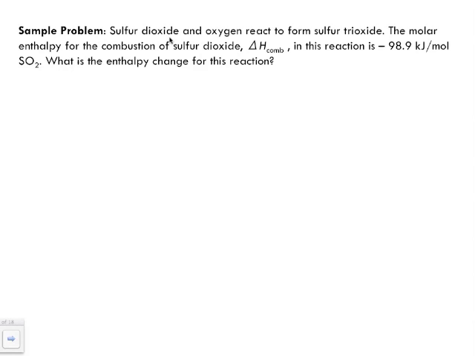Sample problem. Sulfur dioxide and oxygen react to form sulfur trioxide. The molar enthalpy for the combustion of sulfur dioxide, delta H of combustion, in this reaction is minus 98.9 kilojoules for every 1 mole of SO2. What is the enthalpy change for this reaction? Now, a few things to make note of. We've got a negative change in enthalpy, which means we know that this reaction is exothermic.